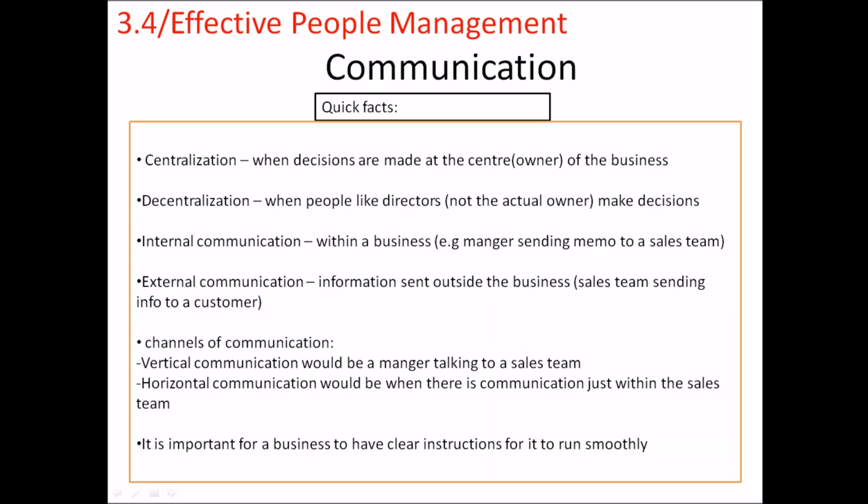Alright, we then look at communication, and there are two types of communication. Centralization is when a business owner makes decisions for the business. So if Sir Richard Branson, head of Virgin, wants to go and make a new plane himself, that's centralization, because the business owner is doing that himself. Decentralization is when people like directors or managers make decisions, not Sir Richard Branson.